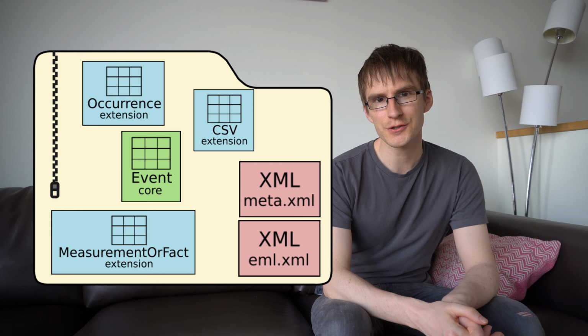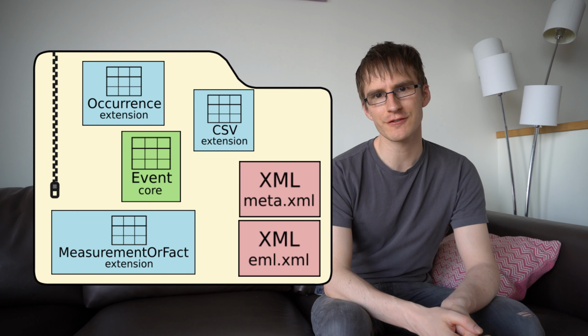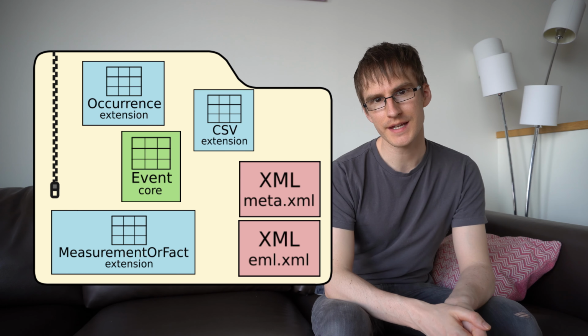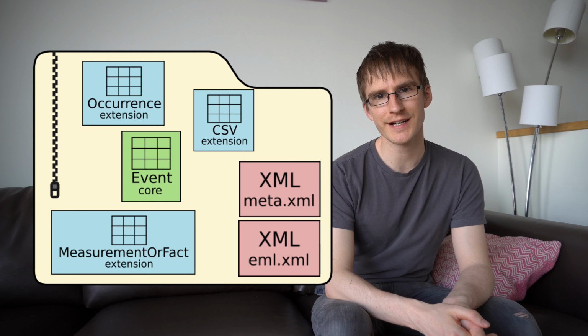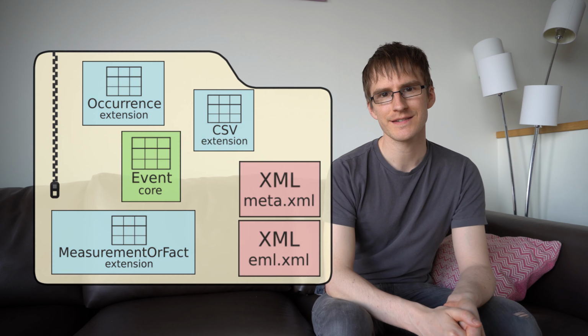So we have this central CSV core that's surrounded by each of these CSV extension files. And we call this the star schema. And the key thing to remember here is that each of these CSV extension files needs to be linked back to the CSV core using the IDs.